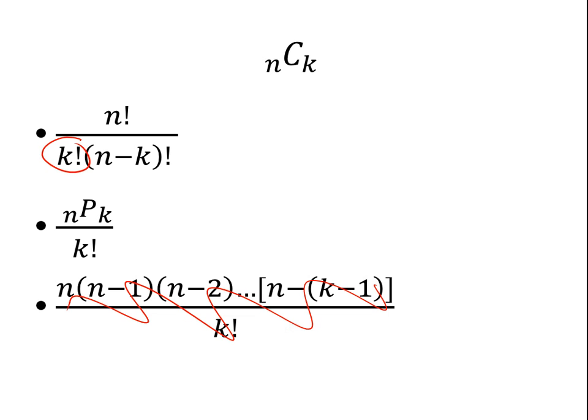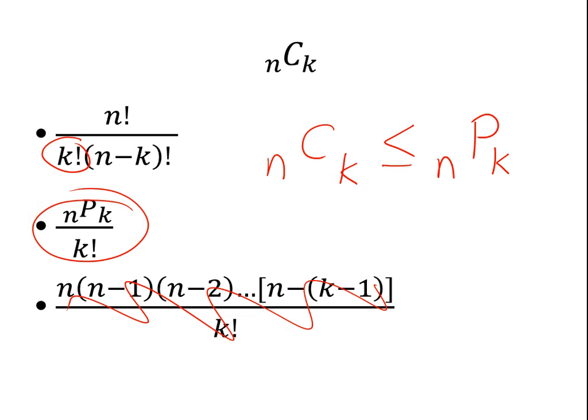Okay, so one thing you'll notice with this, especially with this equation, is that nCk will always be less than or equal to nPk. So a combination should always be less than or equal to a permutation. Now there's only a few times that it'll actually be equal to each other, but the permutation should always be larger because again the order matters.